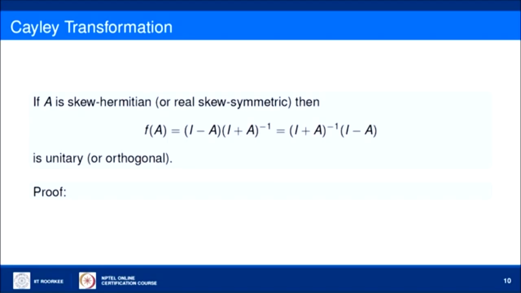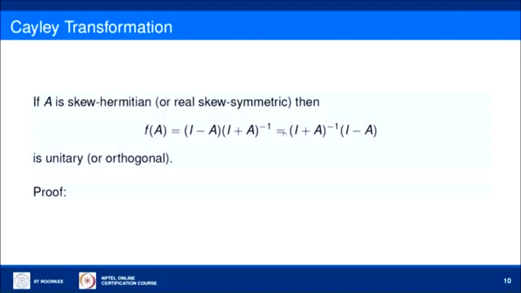Another important result related to normal matrices is the Cayley transformation. It says that if A is skew Hermitian or real skew symmetric, then the function of matrix A defined as I minus A into I plus A inverse, which equals I plus A inverse into I minus A, is unitary, or if it is real skew symmetric, then it is orthogonal. Let me try to prove it.